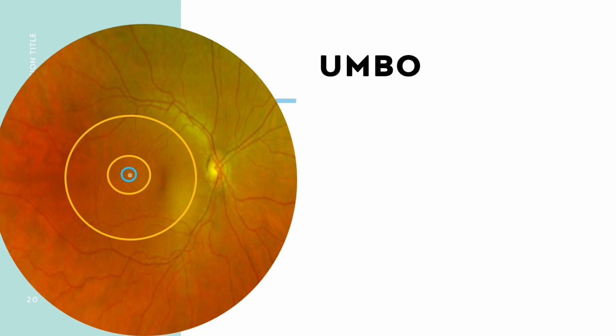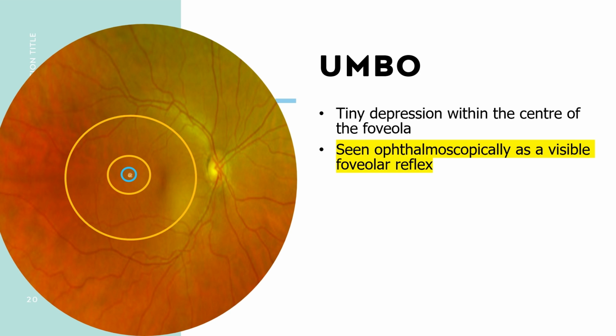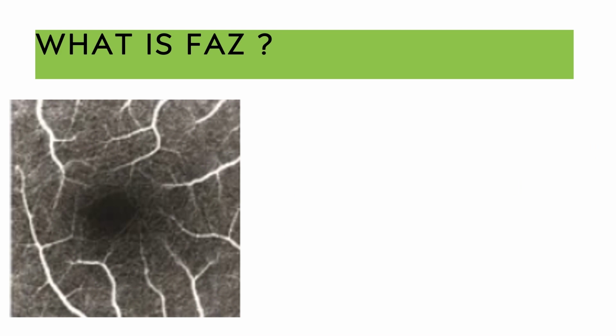Now let us talk about another term, and that is the umbo. Now within the foveola region there is a tiny depression in the center, and that is known as the umbo, and it is seen ophthalmoscopically as a visible light reflex, and that shiny reflex that you see just at the center of the macula is known as the foveolar reflex, and it will be seen in every normal eye. Apart from that, what you must know is the FAZ.